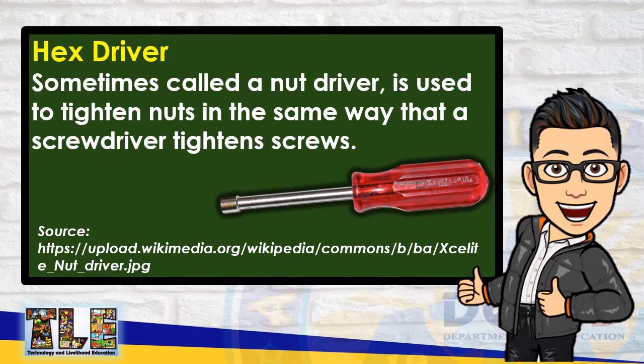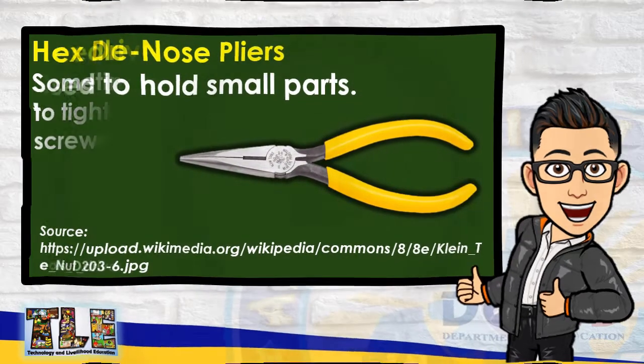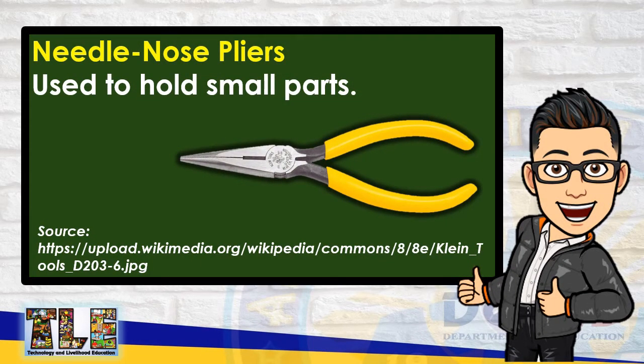Next, we have the hex driver, sometimes called a nut driver. It is used to tighten nuts in the same way that a screwdriver tightens screws. Next, we have the needle nose pliers, used to hold small parts. Small parts like the electronic components used in computers, the resistor, capacitor. So that's the example of small parts.